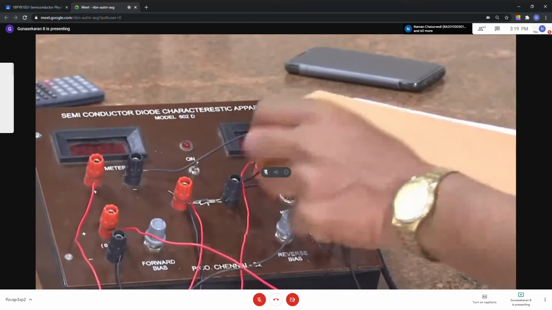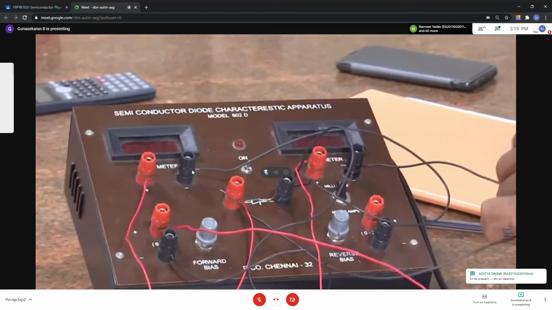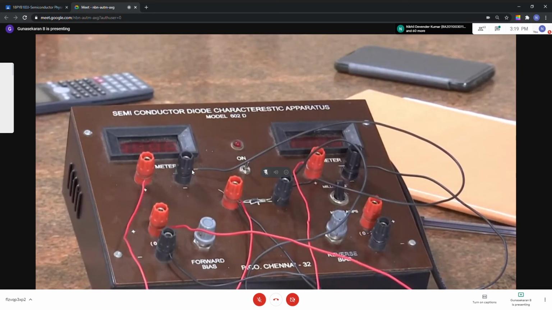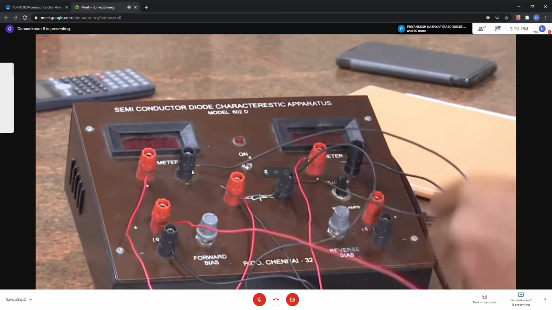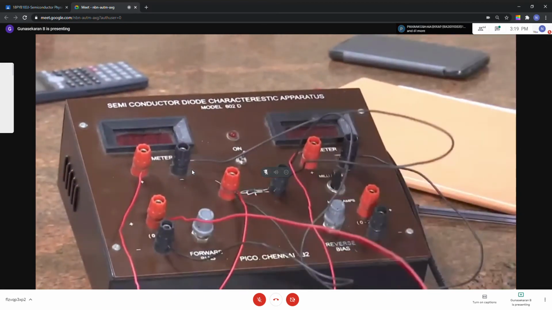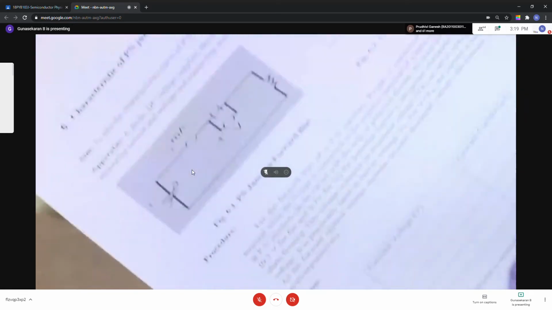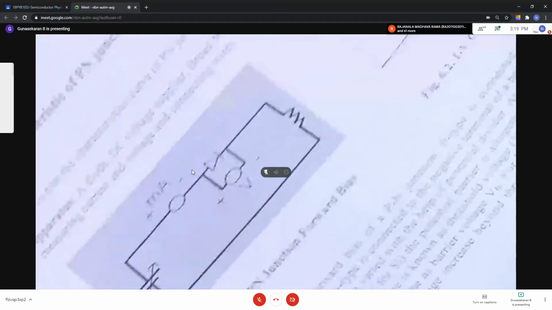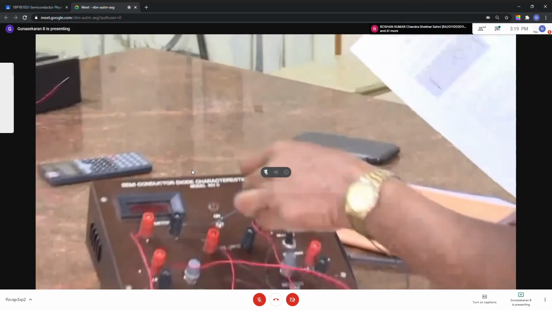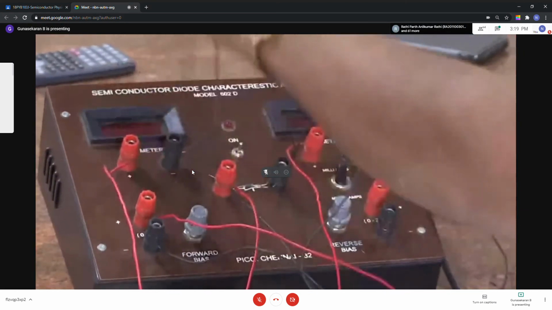And the negative terminal is connected to the voltmeter negative. The other point is connected to the negative terminals. Next, this is the voltmeter positive. The diode positive is connected to the voltmeter positive, and the diode negative is connected to the voltmeter negative.